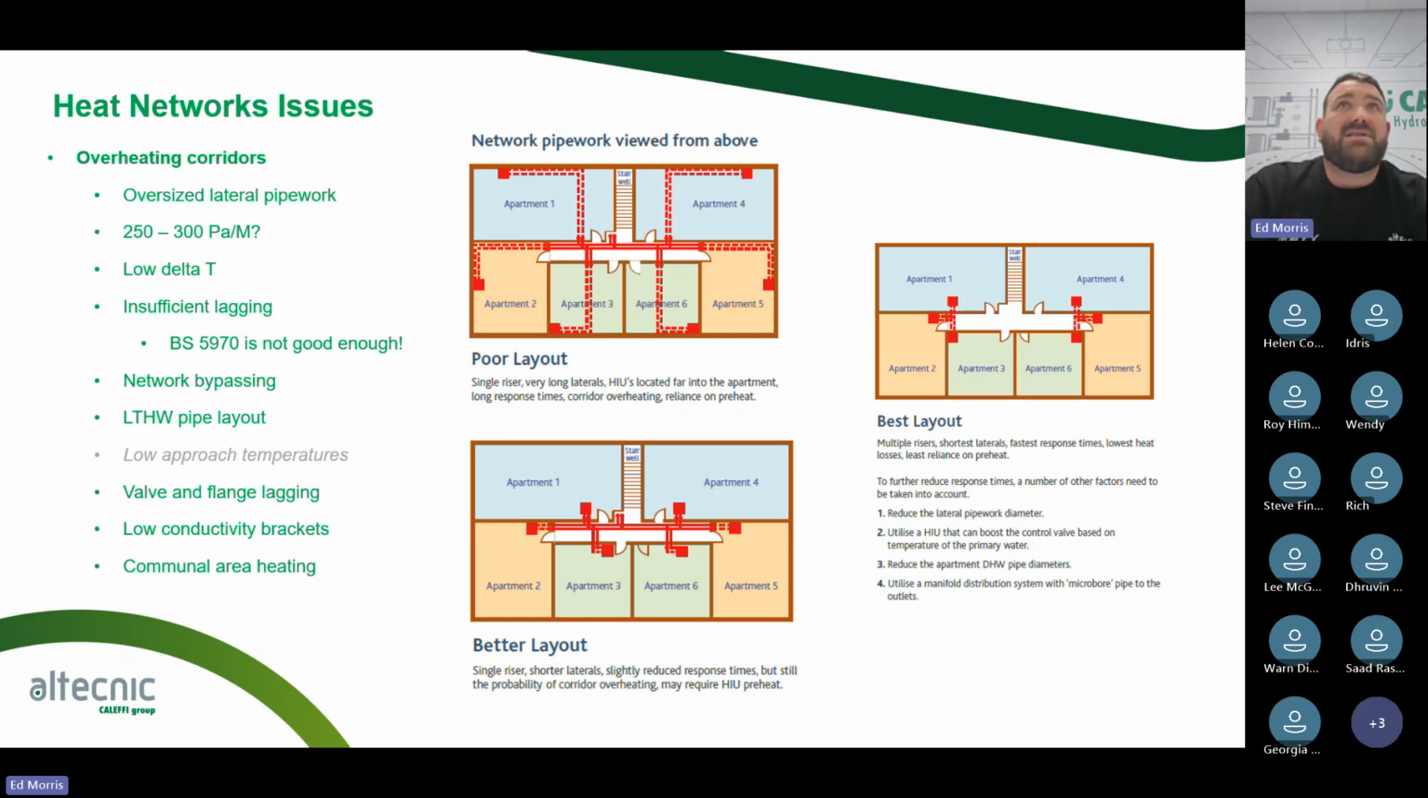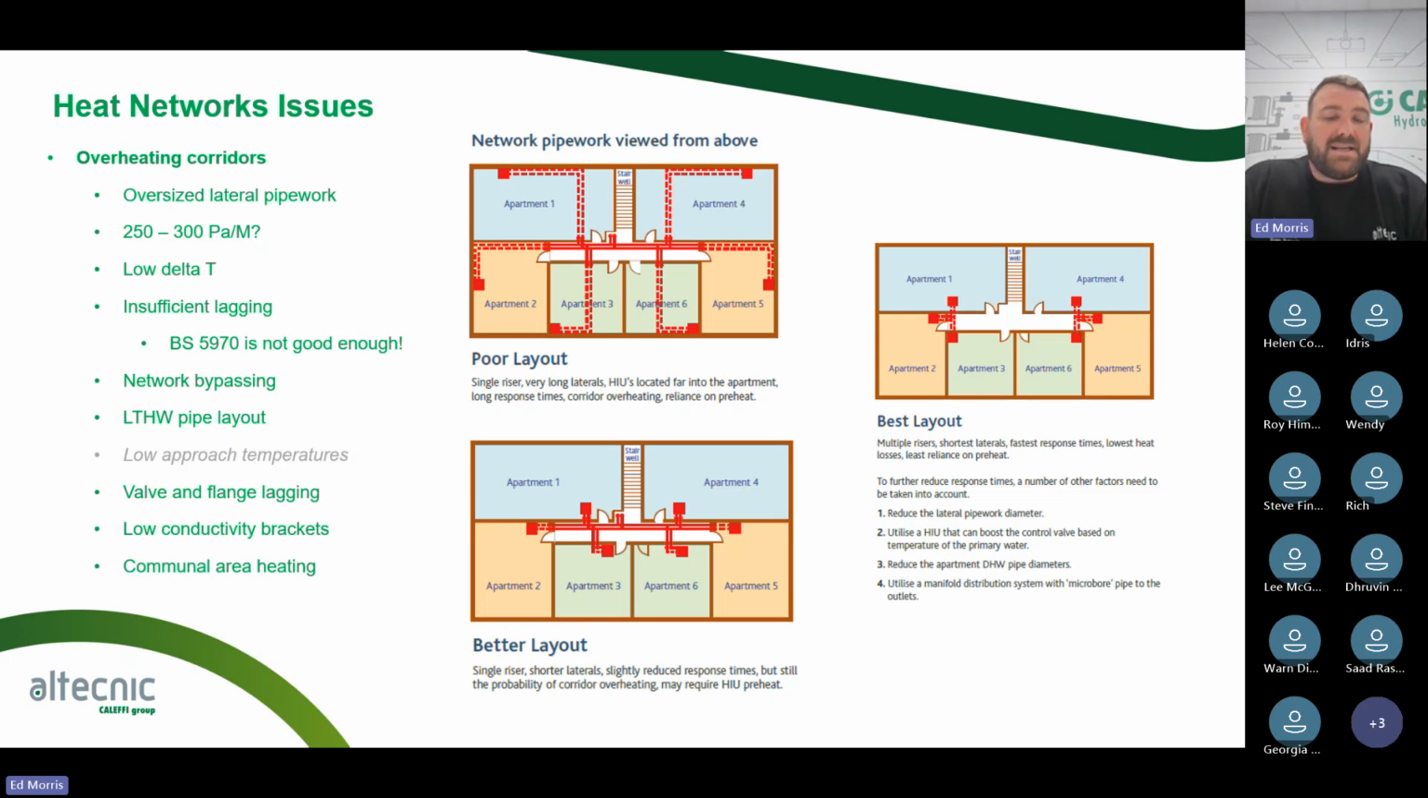So if we look at some layouts of actual plan views of apartment blocks now, the top one that we can see there would be classed as a poor layout. Now the reason for that is we've got 1 central riser. We've then got long pipework runs within the corridors themselves, but also the HIUs are situated quite far away from where the pipework enters the building. So you can see the red dotted lines inside the building. That denotes the pipework within the building itself. So what that means is that obviously there's more and more pipework for it to cool down. It's going to take longer response times for the water to come through. You're going to be a lot more reliant on preheat.